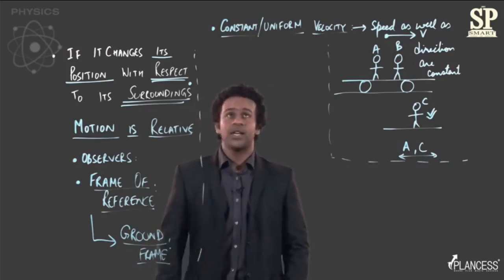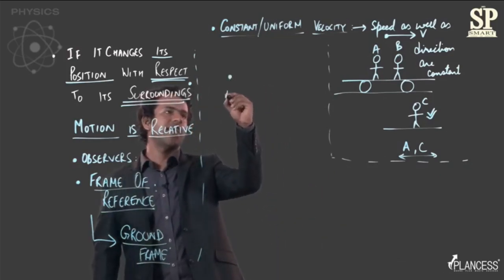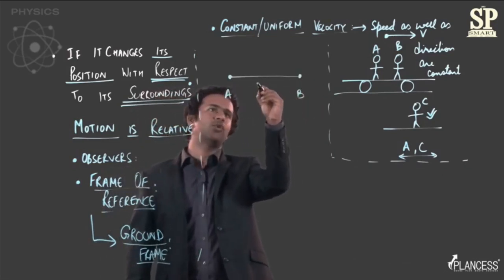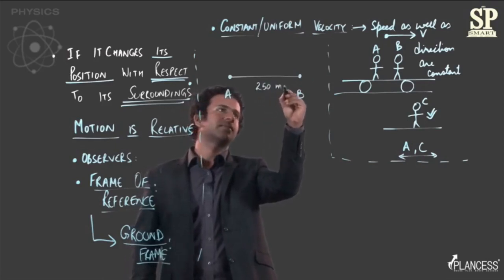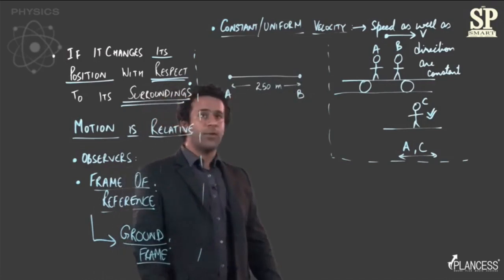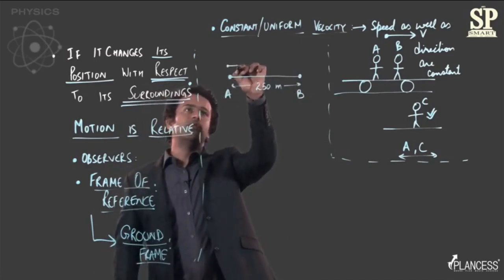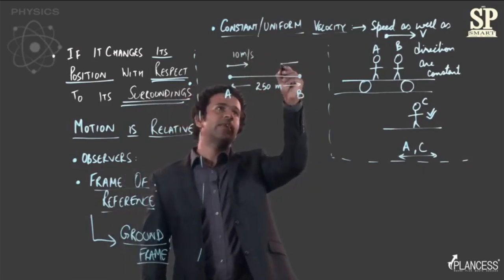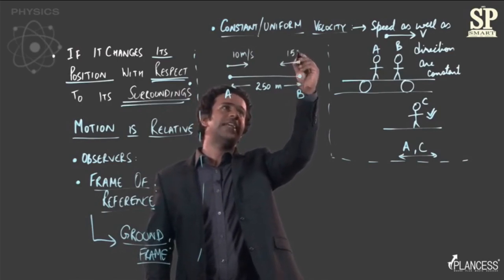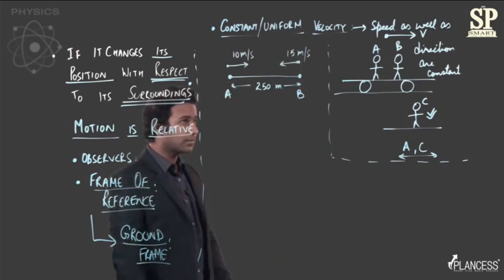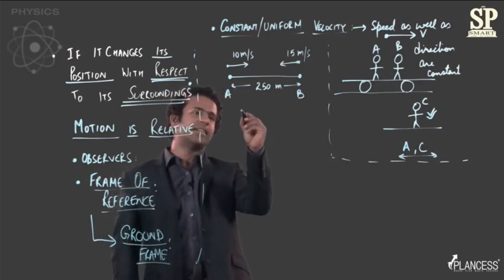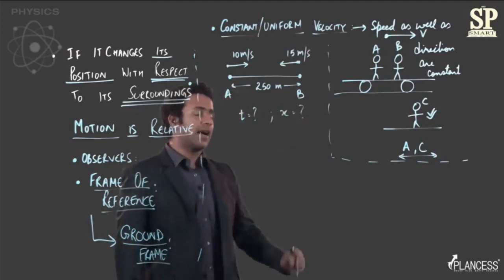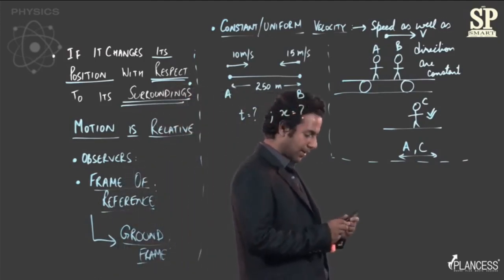So let's say there are two particles A and B which are at a distance of 250 meters. Now A starts to move towards B at the speed of 10 meters per second, and B is moving towards A with the speed of 15 meters per second. We have to find the time after which they meet and the position at which they will meet, right?